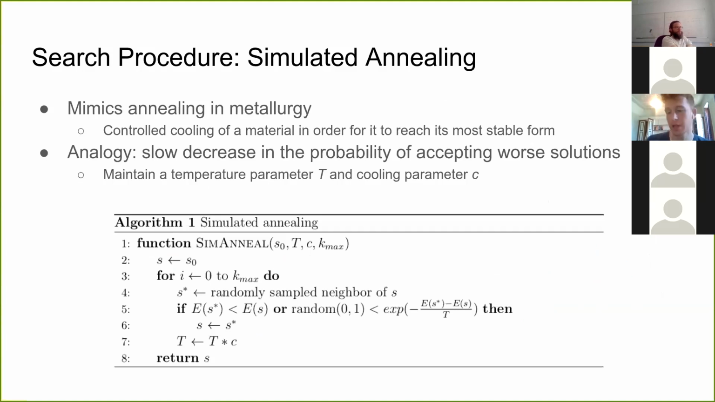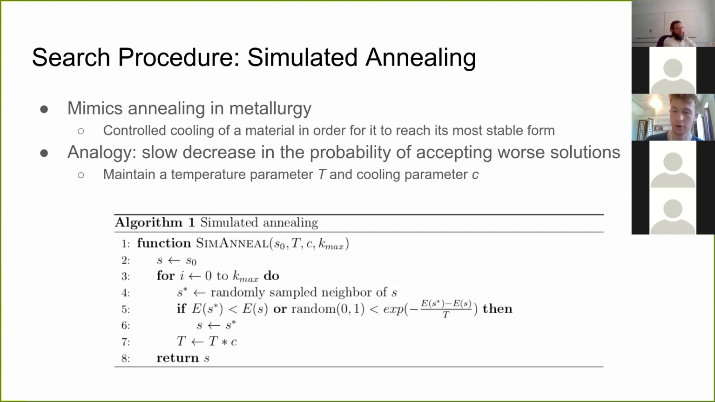So we use simulated annealing and genetic algorithms. For those not familiar, simulated annealing is an optimization technique that mimics annealing in metallurgy, which is the controlled cooling of a material in order for it to reach its most stable form. So say you have a molten hot metal. You cool it in a very controlled fashion for the purpose of obtaining a stable form of that metal as it cools.